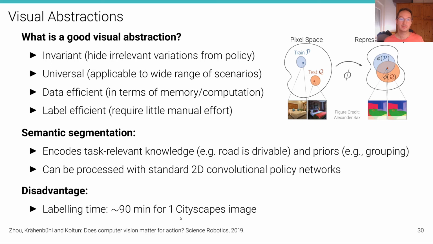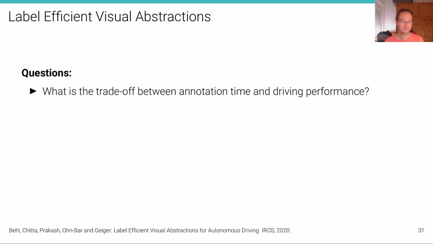For example, for labeling a single image from the Cityscapes dataset, which provides annotations for some of the images, the annotators required 90 minutes just to label a single image. So this becomes very quickly very expensive if you want to annotate thousands or even millions of images. And therefore it's important that we have a visual abstraction that's label efficient.